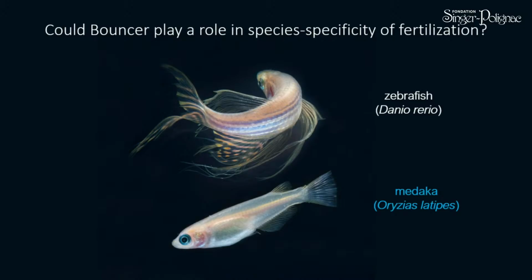And to test this, we turned to Medaka and zebrafish as a pair, because these are two evolutionarily really distant fish species. They're 150 million years apart. The Bouncer protein is only 40% identical between them. And most importantly, when you mix zebrafish and Medaka gametes, like sperm and egg, they cannot normally cross-fertilize anymore, even in vitro. So there's no recognition between them.